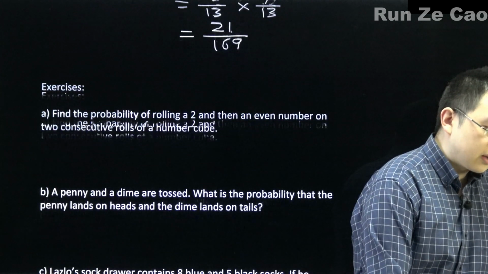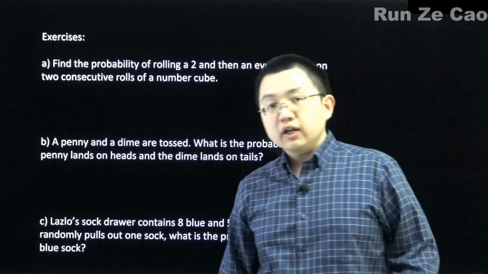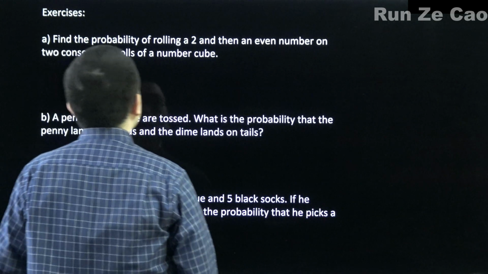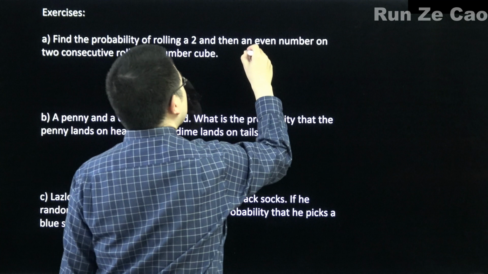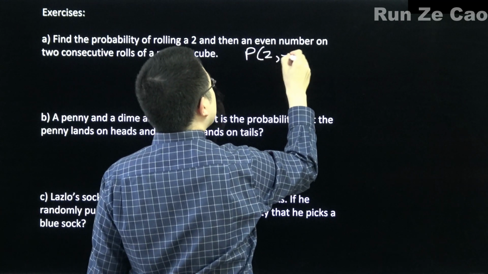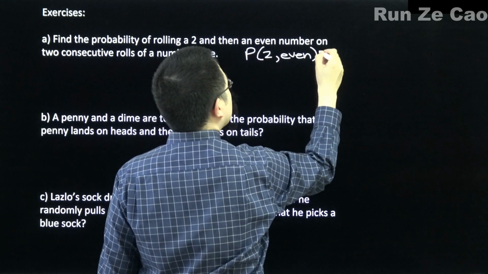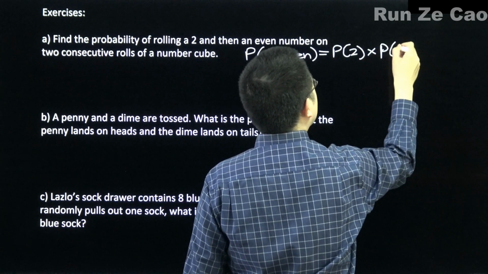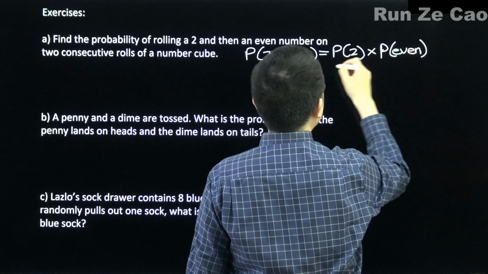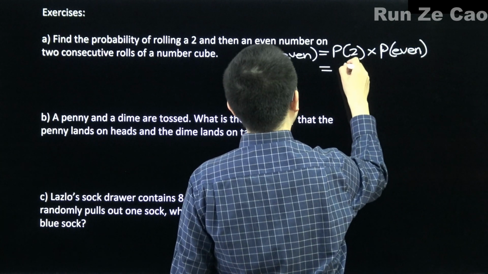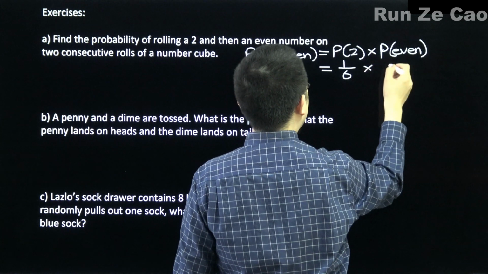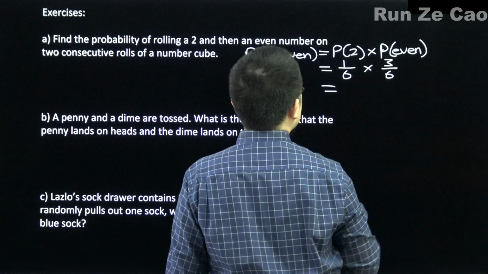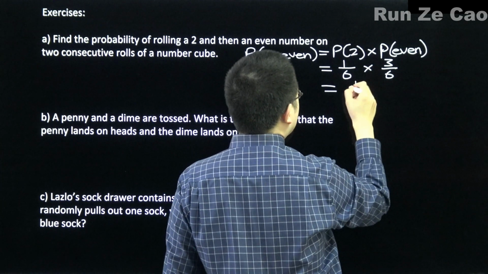Let's do some exercises. Find the probability of rolling a 2 and then an even number on 2 consecutive rolls of a number cube. Well then, this would be P2 even equals probability of 2 times probability of even, which is equal to 1/6 times 3/6, or 1/2. And this would be 1/12.